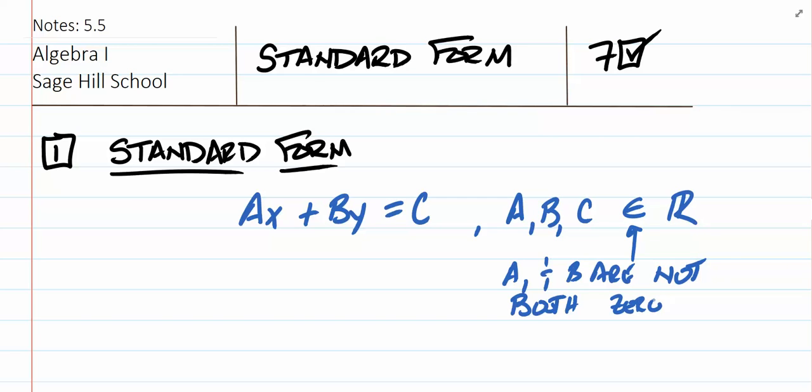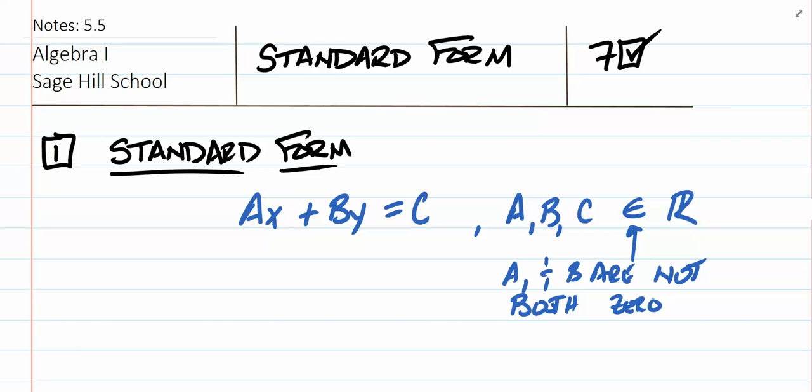Okay, let's ask that question. Why is it important that A and B are not both 0? What if they were? What would we have? We'd have 0 plus 0 equals C. So that doesn't make any sense at all, right? So A and B are not both 0 at the same time.